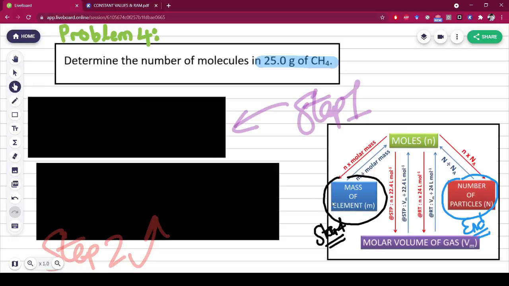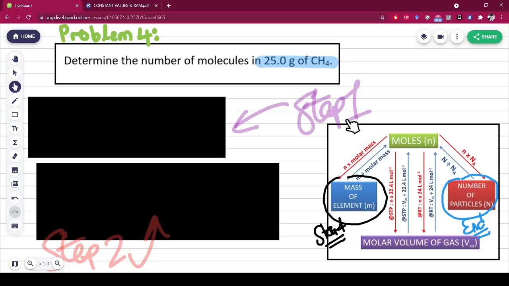As you can see from the mass-mole-volume intersection, you're going to start here, and before you're going to go there, you're going to stop by in moles. So you're going to take the mass, you divide by the molar mass, you get moles, and then you're going to times with the Avogadro's constant. Then you will be able to find out the number of molecules of CH4. Okay, so you're going to move towards this direction.